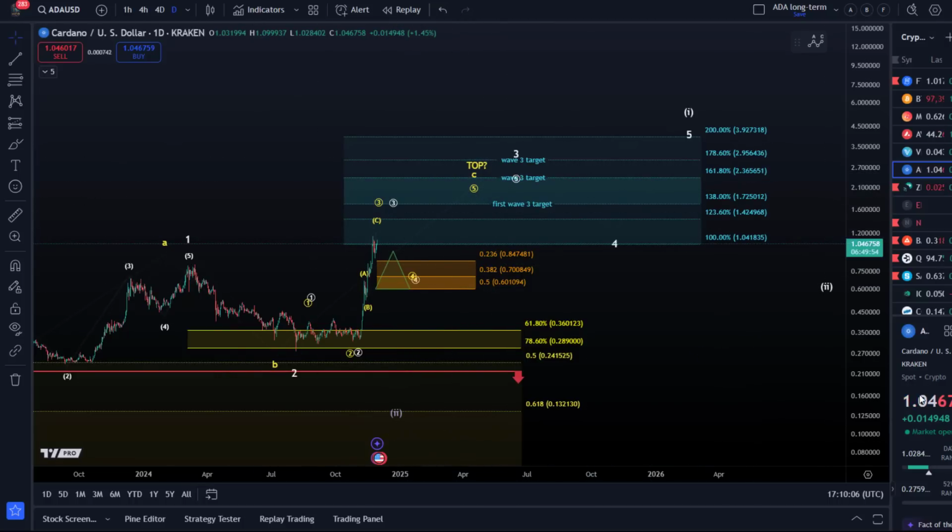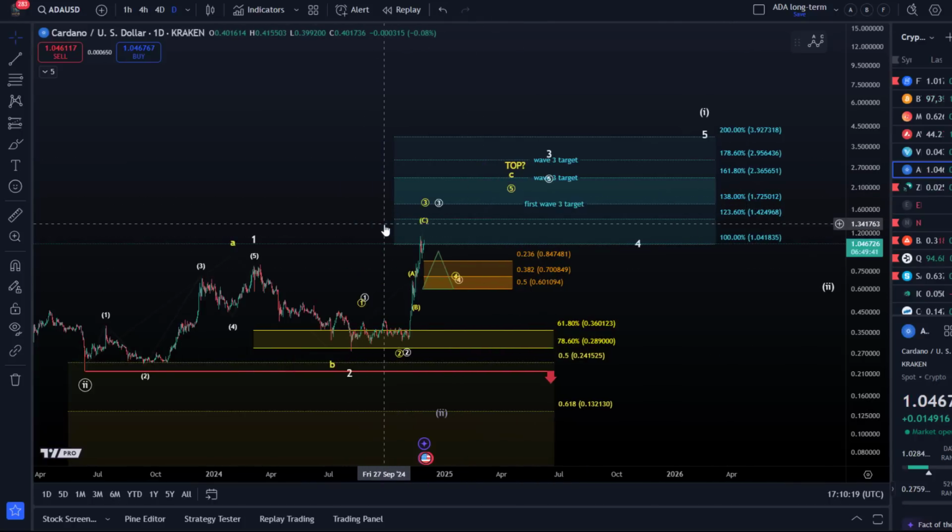$1.04 is resistance, so we're currently fighting with that. It's an important level. It's the 100% extension. Then we have 1.42. And then 1.72, 2.36. So these are the next ones to watch. So that's all very, very relevant.